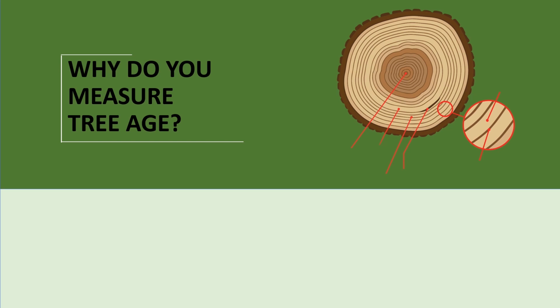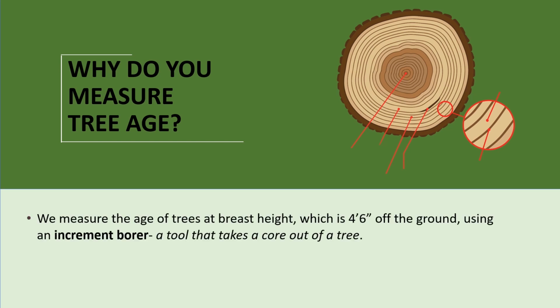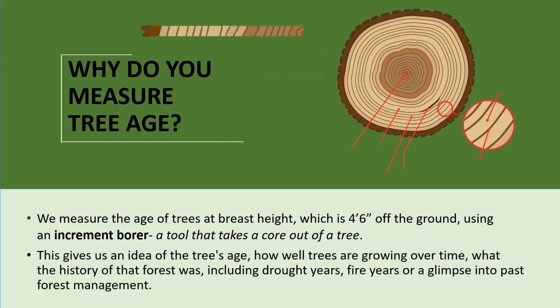Why do you measure tree age? We measure the age of trees at breast height, which is 4.5 feet off the ground, using an increment borer, a tool that takes a core about the size of a pencil out of a tree. This gives us an idea of the tree's age, how well the tree is growing over time, and what the history of that forest was, including drought years, fire years, or a glimpse into past forest management.